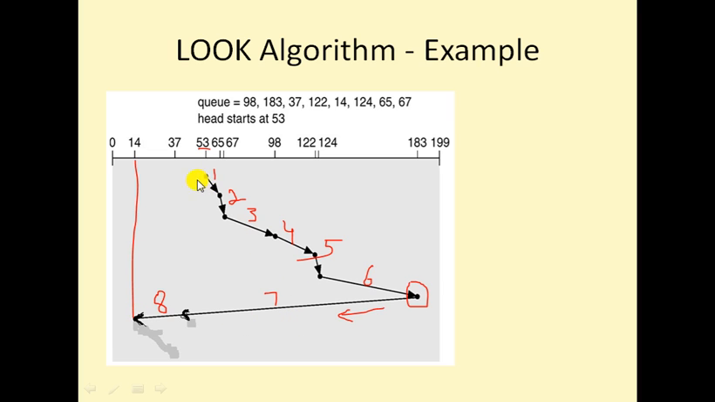If you want to find the total track numbers traversed for this schedule, you are at 53 and you go to 183. So simply 183 minus 53 gives all the tracks visited in this direction. From 183 minus 14, you get all the tracks in the other direction. So 183 minus 53 plus 183 minus 14 is 299. So the total track movement using the Look algorithm is 299.